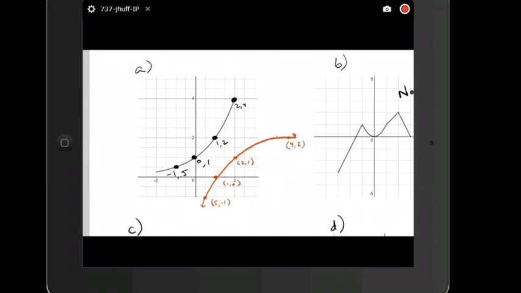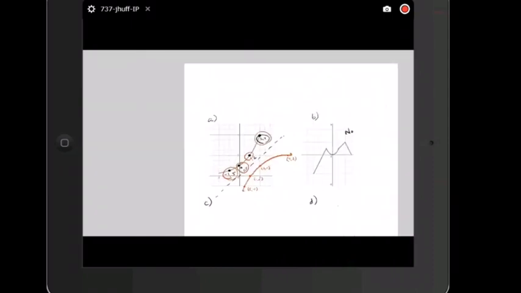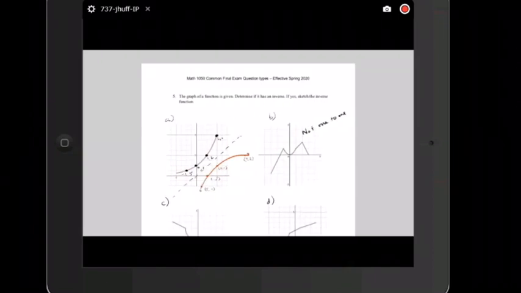And as far as symmetry goes between an original function and its inverse, they're symmetric across this line right here, the line y equals x. That's one way you can visually see if you have the correct inverse drawn, is if it's a reflection across that line.